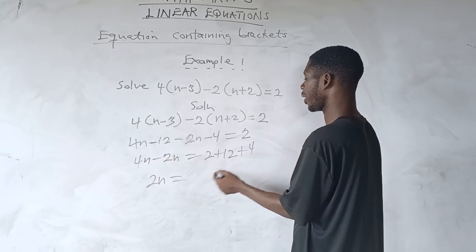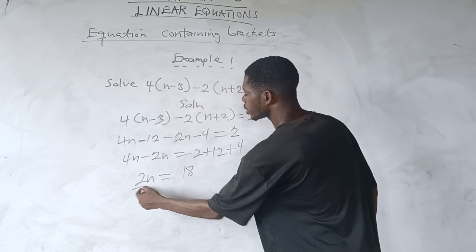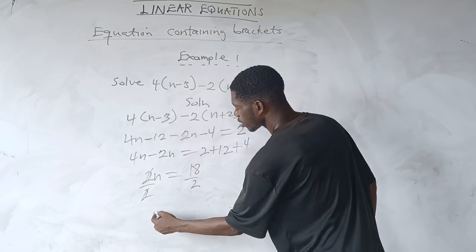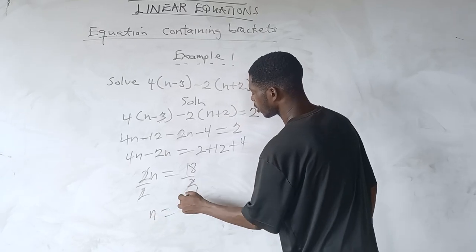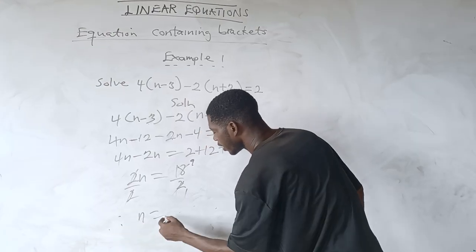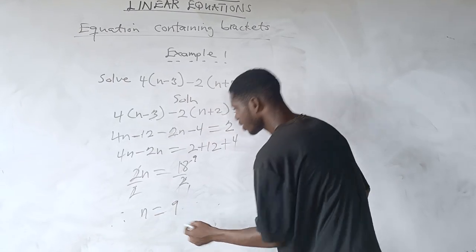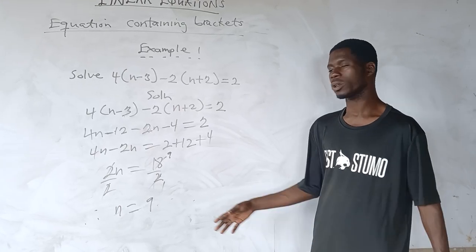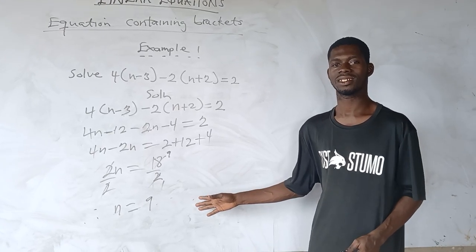14 plus 4, 18. Divide both sides by 2. So therefore, n is equal to what? 9. Therefore, n is equal to 9. So that's the final solution for this question.